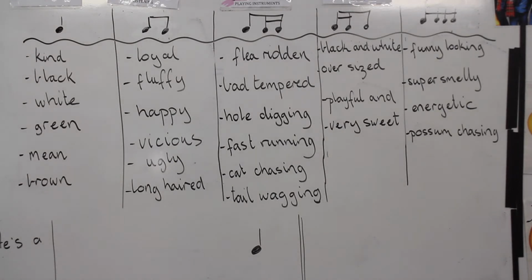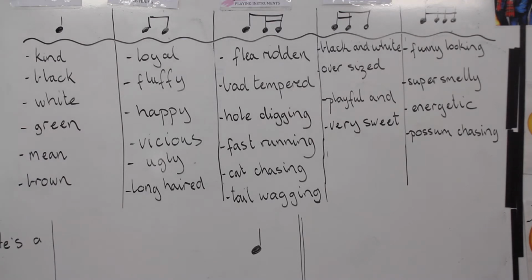Okay, and then underneath each of the rhythms I've written words. They're kind of describing words that are going to be describing the kind of dog that you want or the kind of dog that you have. So under Ta we have kind, black, white, green, mean and brown. They're all one-syllable words with one beat.